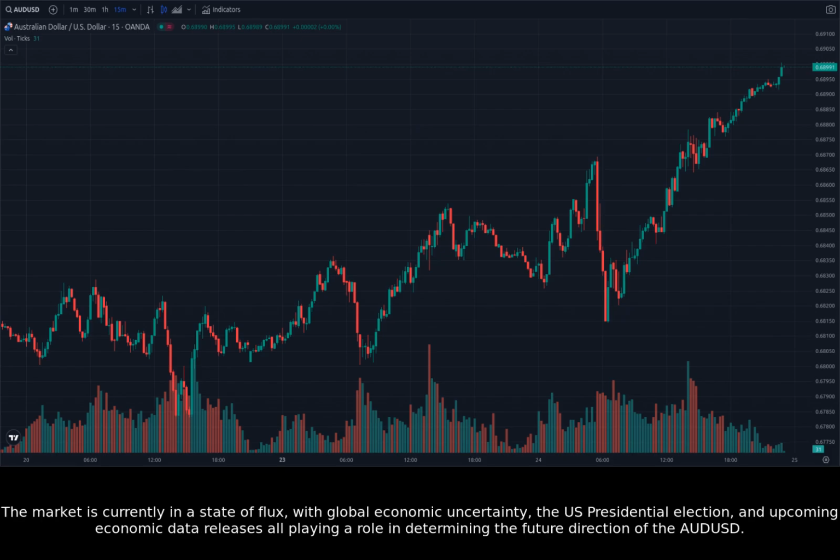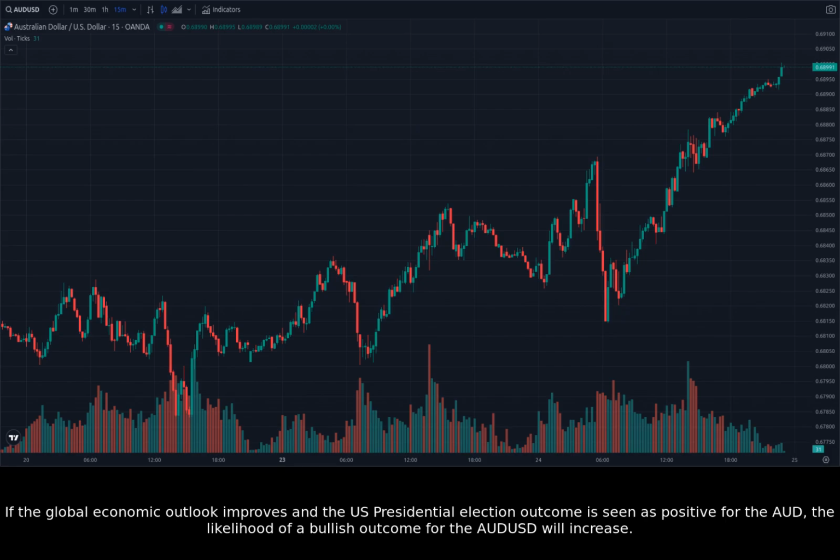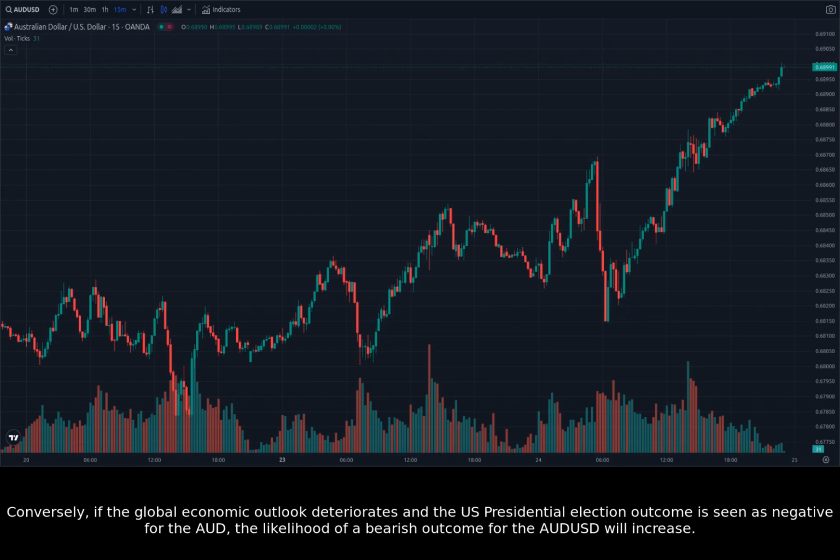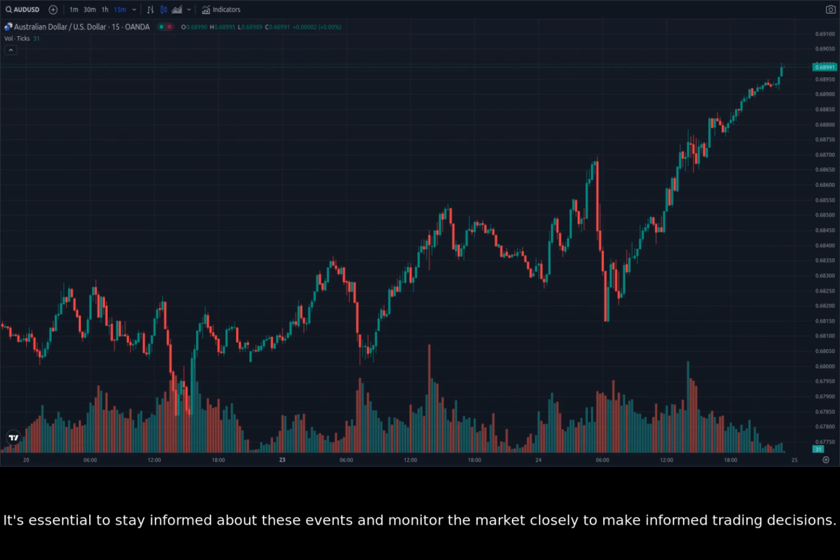The market is currently in a state of flux, with global economic uncertainty, the US presidential election, and upcoming economic data releases all playing a role in determining the future direction of the AUDUSD. If the global economic outlook improves and the US presidential election outcome is seen as positive for the AUD, the likelihood of a bullish outcome for the AUDUSD will increase. Conversely, if the global economic outlook deteriorates and the US presidential election outcome is seen as negative for the AUD, the likelihood of a bearish outcome for the AUDUSD will increase. It's essential to stay informed about these events and monitor the market closely to make informed trading decisions.